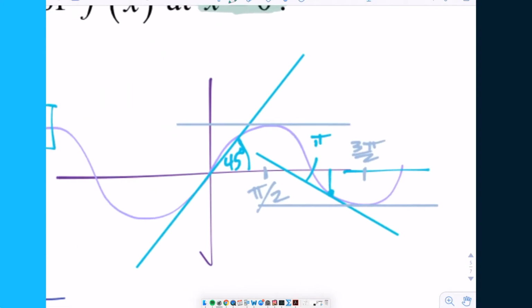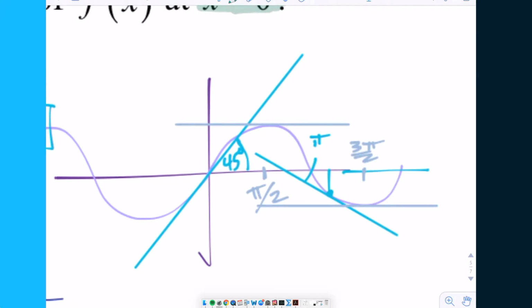Pretty neat little application. I'm really liking the new turquoise tangent. Yeah. Okay.